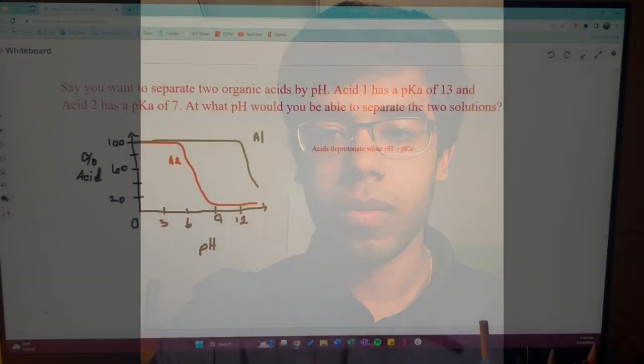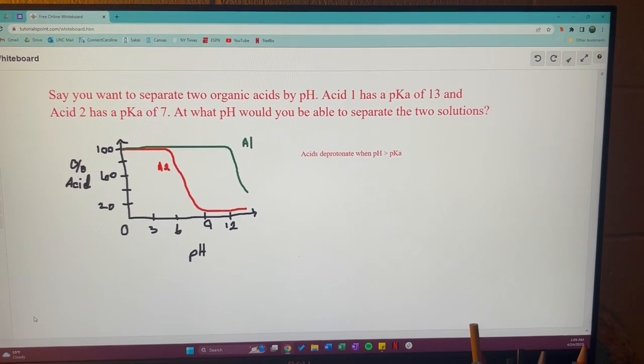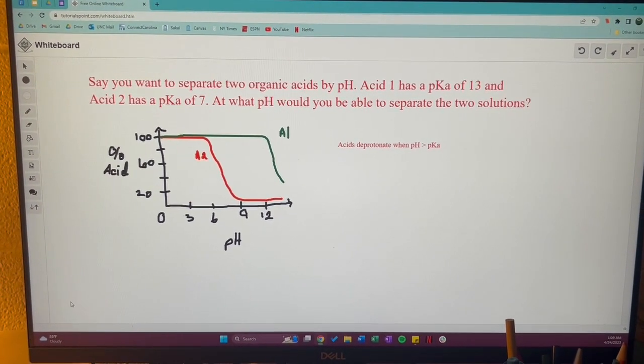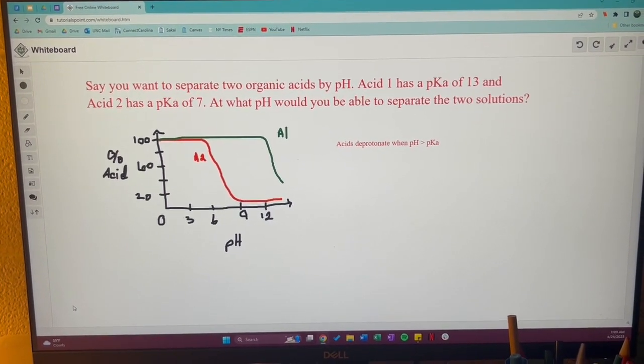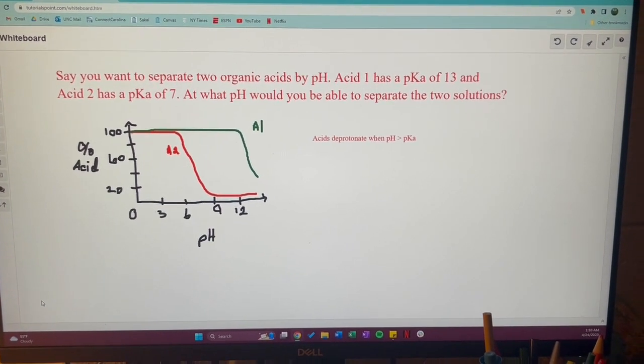Yeah. And so this is a question that I made for one of my peer mentoring sessions a month or two ago. Basically the question is, say you want to separate two organic acids by pH, where acid 1 has a pKa of 13 and acid 2 has a pKa of 7. So at what pH would you be able to separate these two solutions?